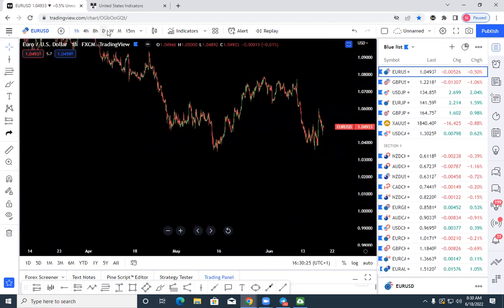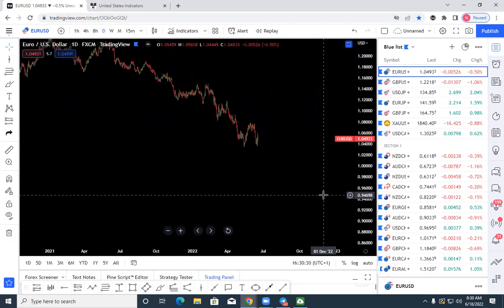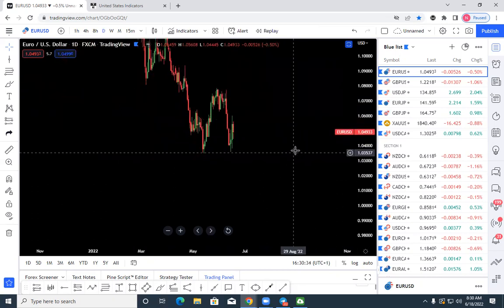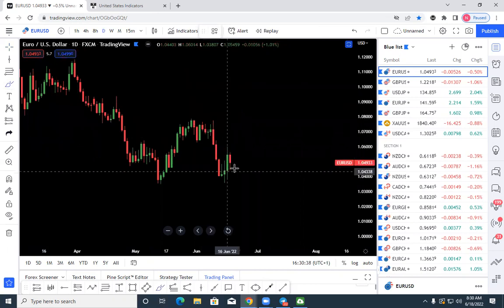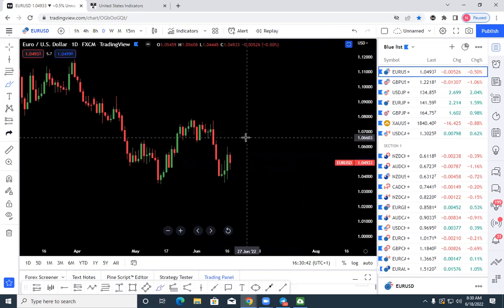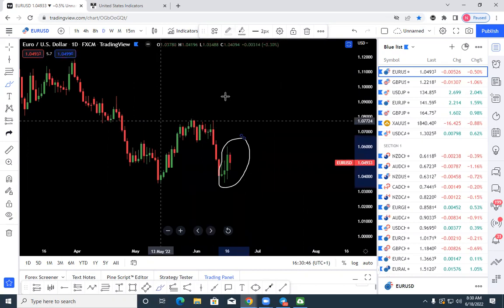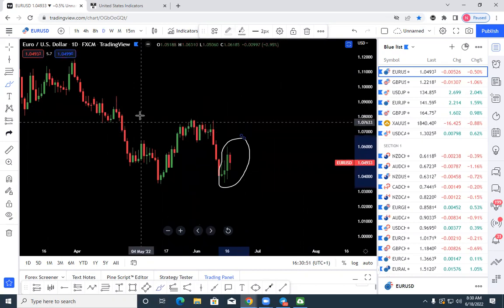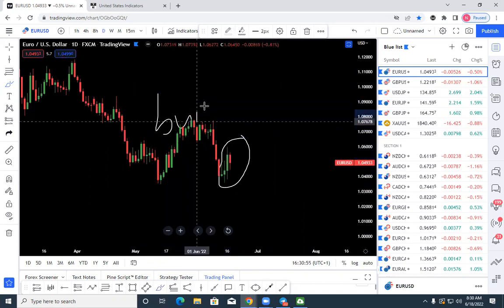So let's go back to daily. You can see that was why you had this move to the downside. All right, but now we are looking for a pullback to the upside. So what am I telling you? Right now here, all these candlesticks here, you see these candlesticks here? There is no one, as far as I'm concerned, that signifies a buying pressure.